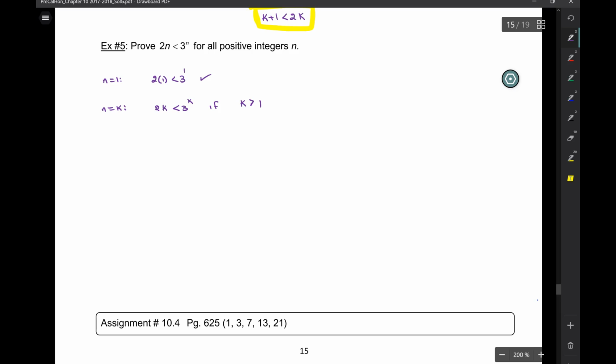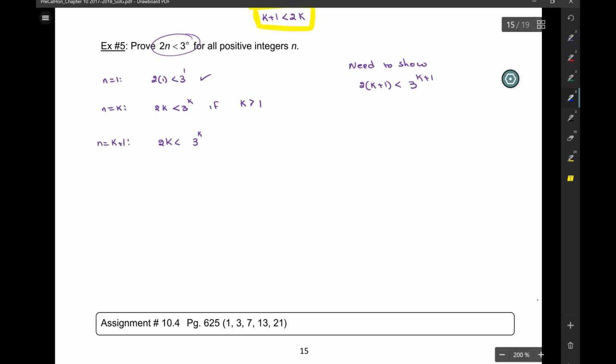Okay. So now for the n equals k plus 1 step, we need to start with this and then massage it to get k plus 1. So what is it that we need to show? I need to show that 2 times k plus 1 is less than 3 to the k plus 1. So basically just that, with a k plus 1.